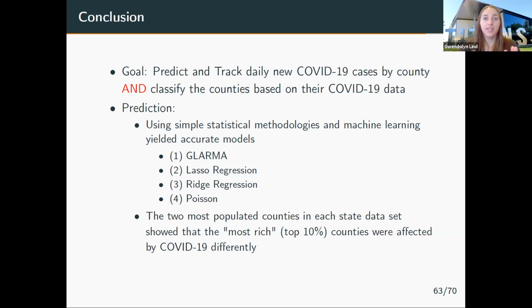Additionally, we explored a bit more into the prediction model and looked at the two most populated counties in each state. So using Lasso to predict the average of the new cases across the data set, we were able to mimic the national trend nicely. However, when we split up the data into counties above and below the 90th median income percentile, the trend at the bottom 90% still reflected the same trend as the national trend, and the top 10% had a different trend. So this means that the richest, the top 10% of counties, were affected differently by COVID.